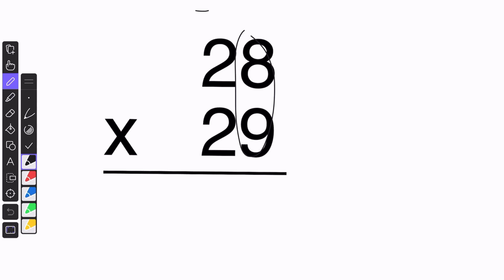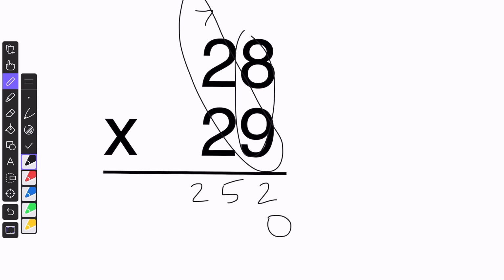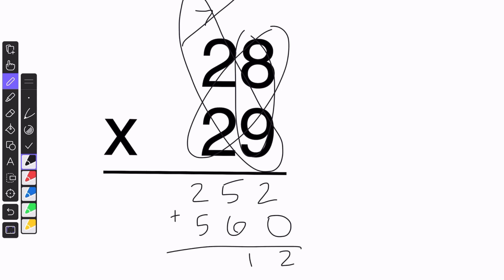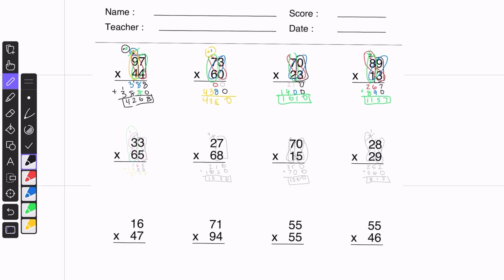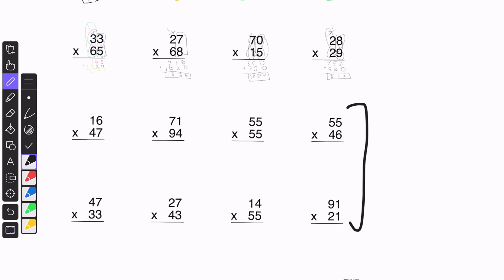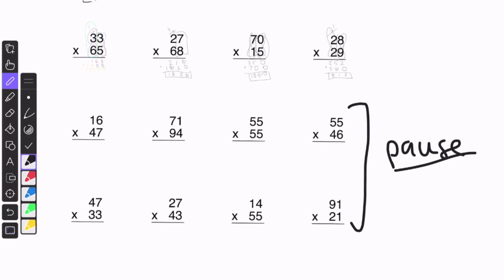Step 1, 7, 2. Step 2, 18 plus 7, 25. Placeholder. Step 3, 16. Take that placeholder off, replace it with a new one. 2 times 2 plus 1, that's going to be 5. There we go. I'm going to give you guys the next 2 rows to work on by yourself and then come back for the answers.